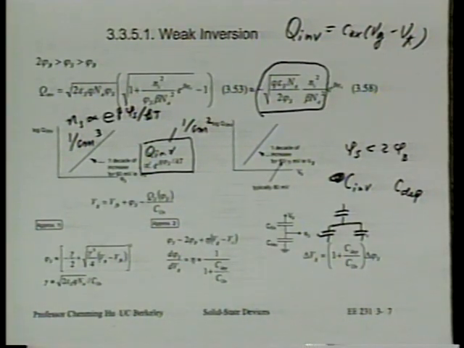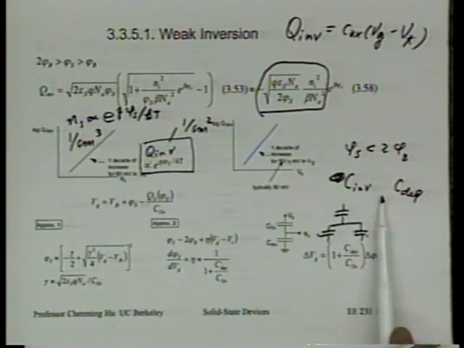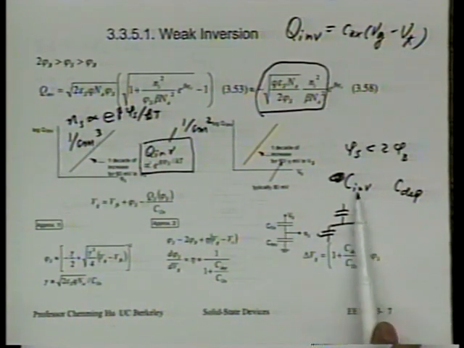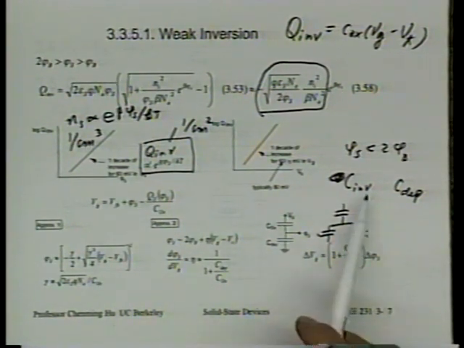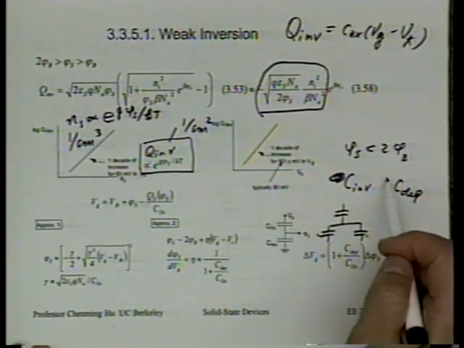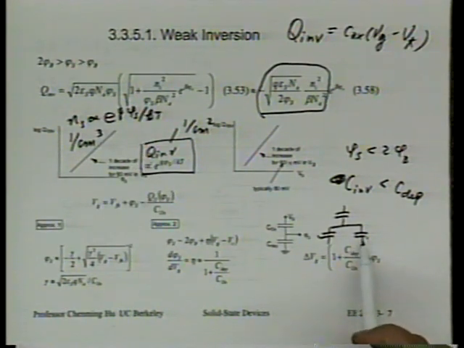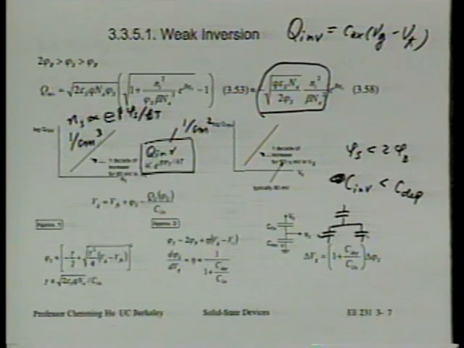Is that right? So since we limit ourselves to weak inversion, what assumption can we make about these two quantities? What inequality sign would you choose? Is C inversion much larger than, or much smaller than C depletion? Much smaller, right? So we're going to make the assumption that we can ignore the C inversion component. So we end up with only one component here, C depletion.